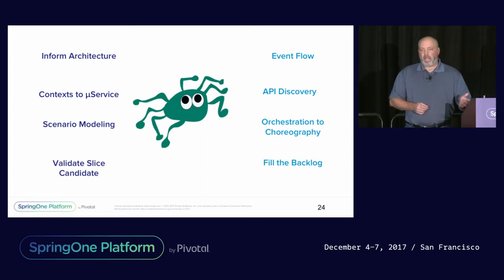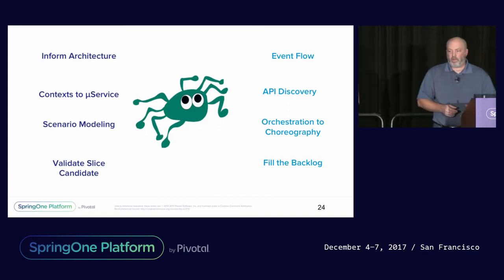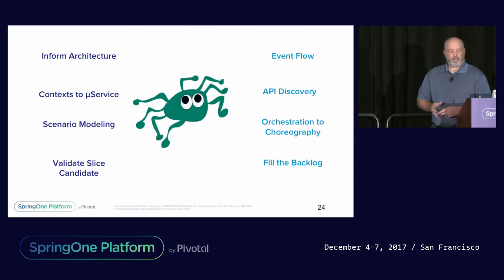So for the slice candidates, this is the scenario where you're saying, I'm taking this collection of events, let's walk it through and see if it fits with what we want to do. Does it add business value for this current MVP? And then, of course, we're looking to fill the backlog. We want to do some work. Let's not talk about it anymore.